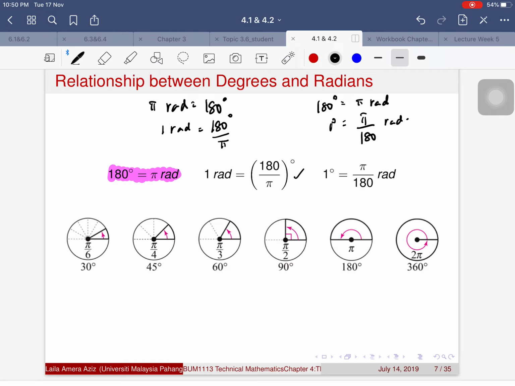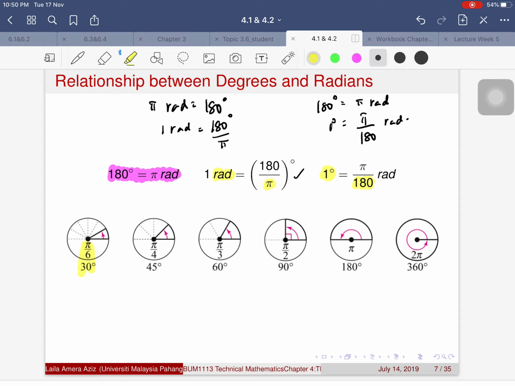I have a way of remembering this. Whatever you are going to cancel, one is going to be at the top and one is going to be at the bottom. So if I need to cancel radian, at the bottom is going to be radian. If I need to cancel the degree, at the bottom is going to be in terms of degree. It's either going to be pi or 180 degrees, because remember, pi radian is equivalent to 180 degrees. This is the equivalence between them.